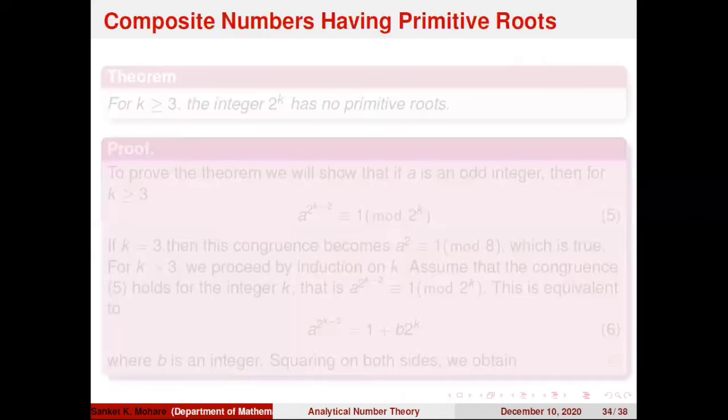Okay, so let's have the theorem. Next article 8.3, composite numbers having primitive roots. So what is meant by composite numbers?